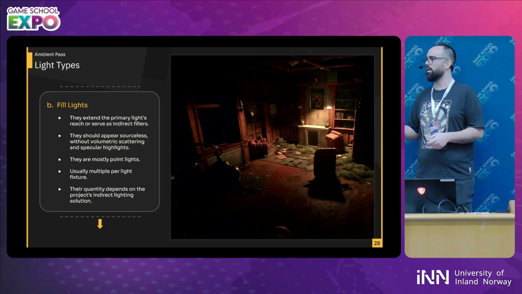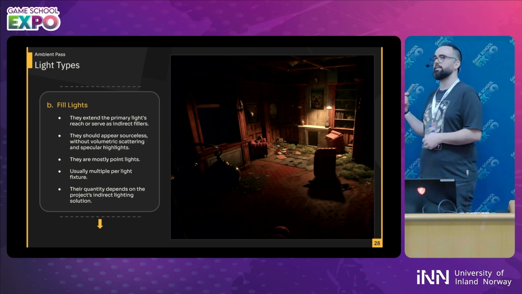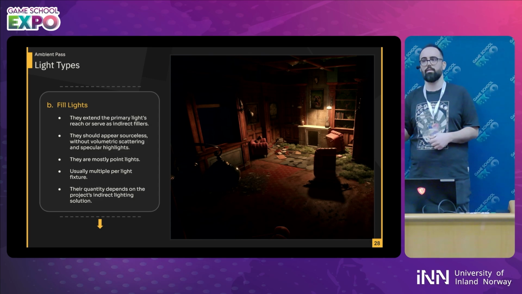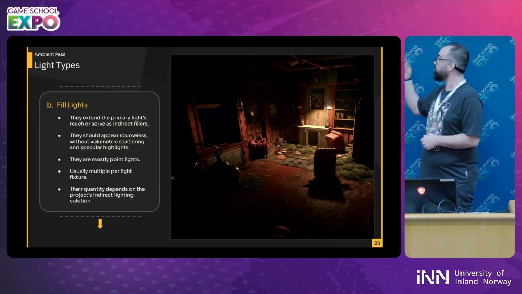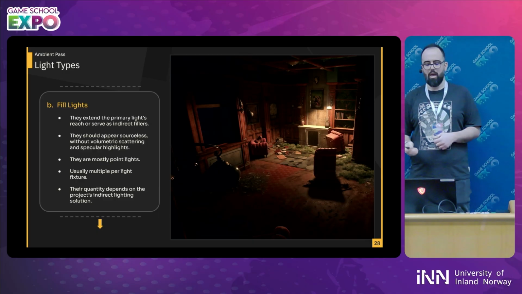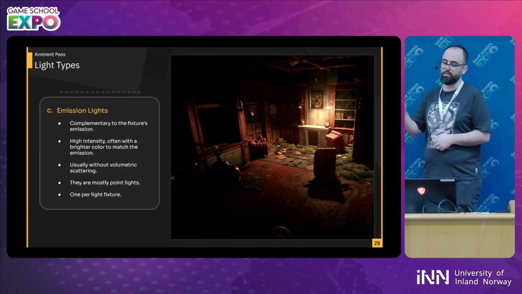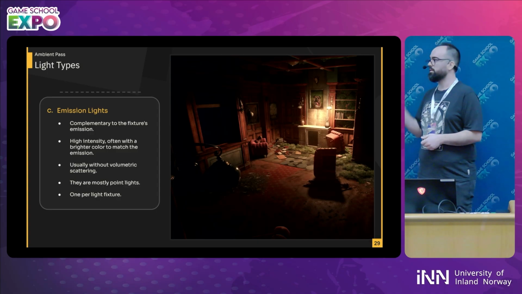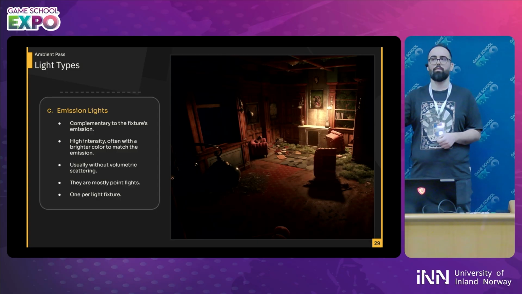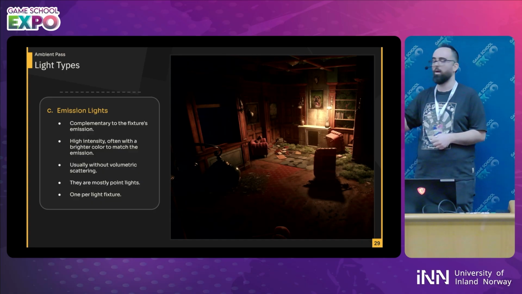In order to be considered fill lights, they need to be sourceless. To be sourceless, our fill lights should not have specular highlights and volumetric scattering. This way we can use as many as we want and make them pass like they're coming from that one same light that we see. The next thing we add to this is an emission light. Emission lights tend to be one per light fixture, and their sole purpose is to highlight whatever is closest to where the fixture is attached to: the wall, the ceiling, the floor, wherever.